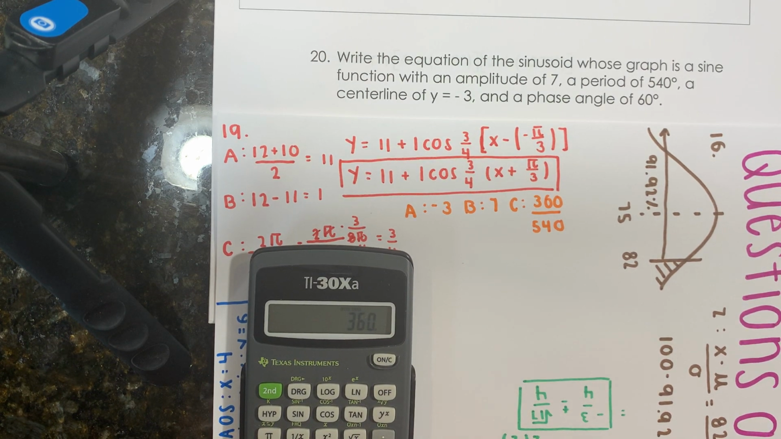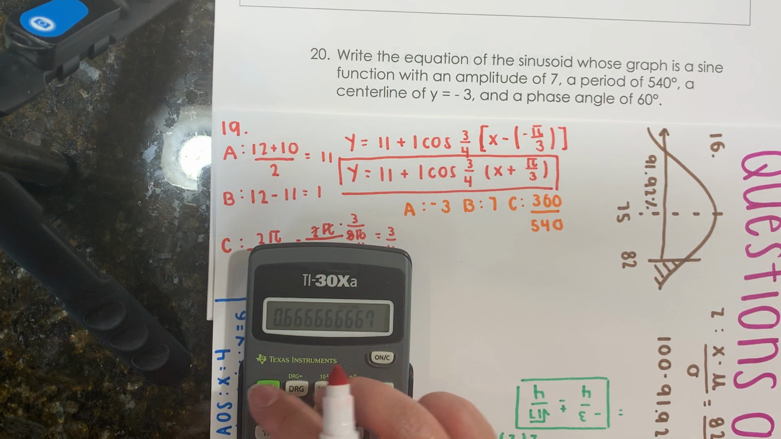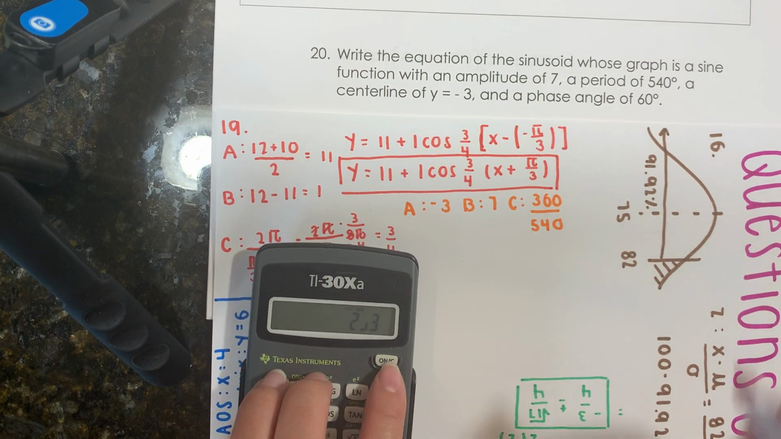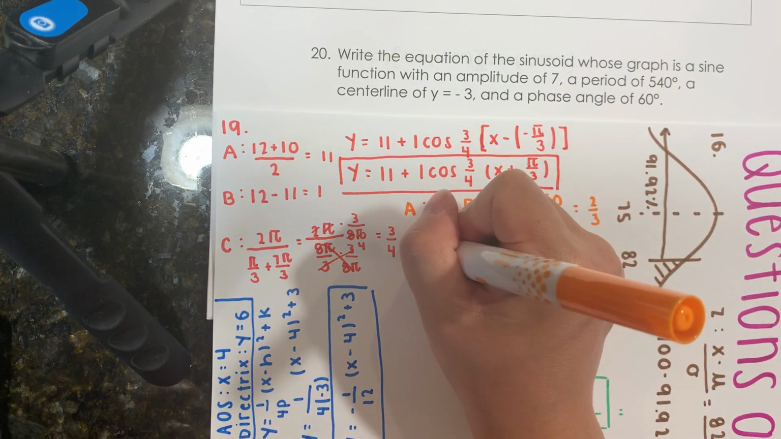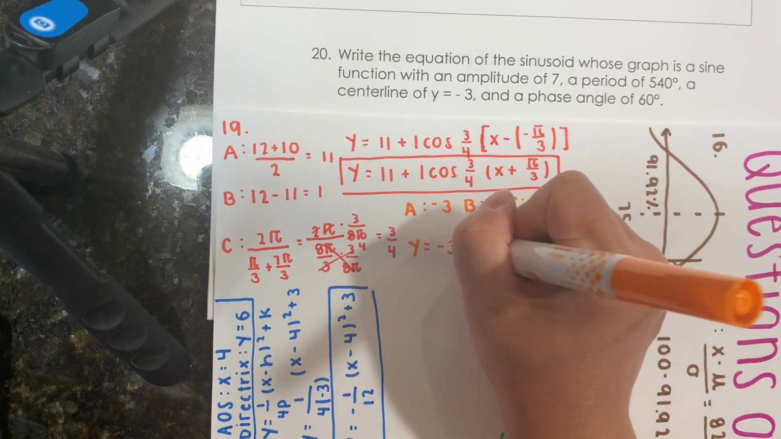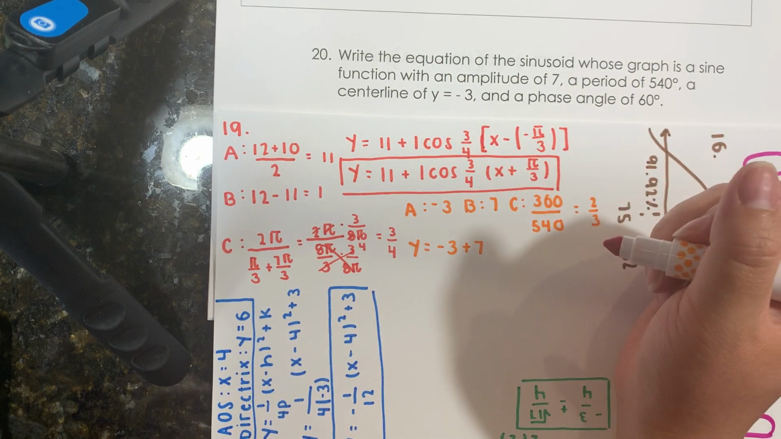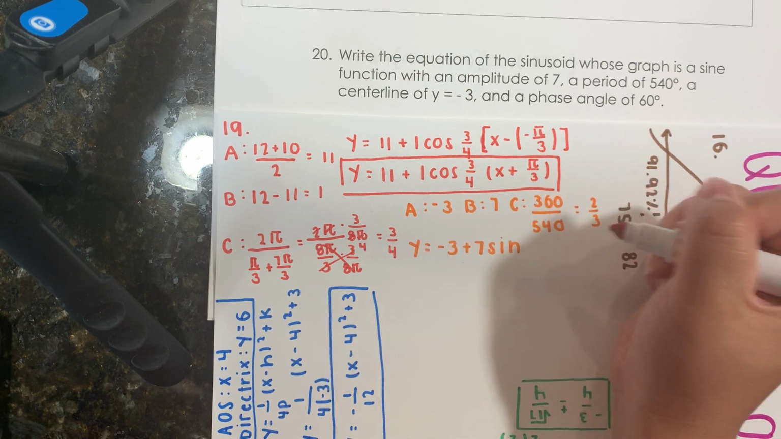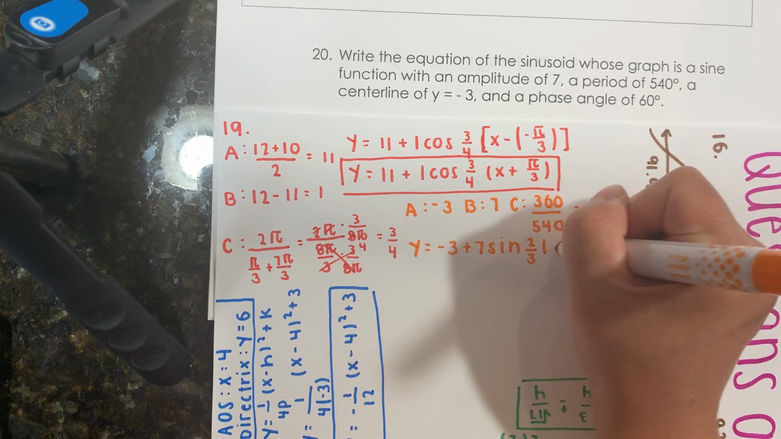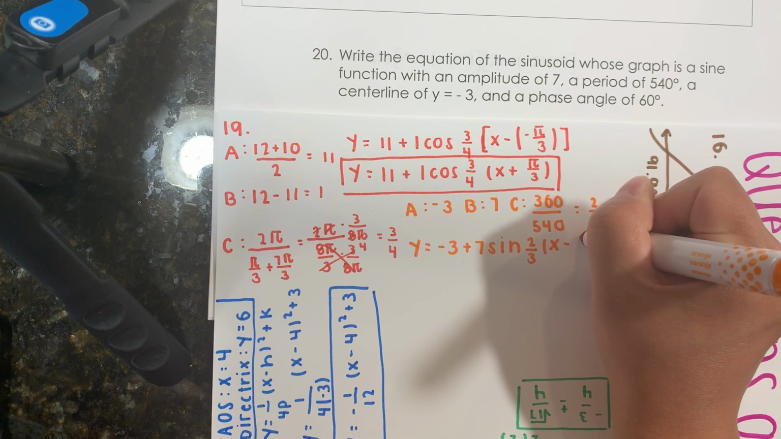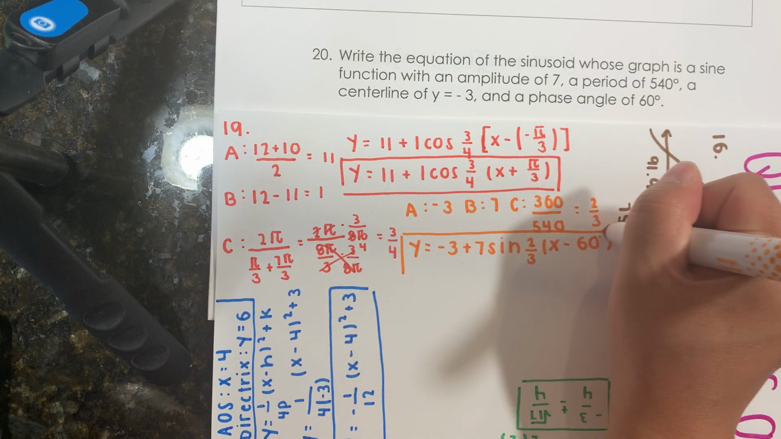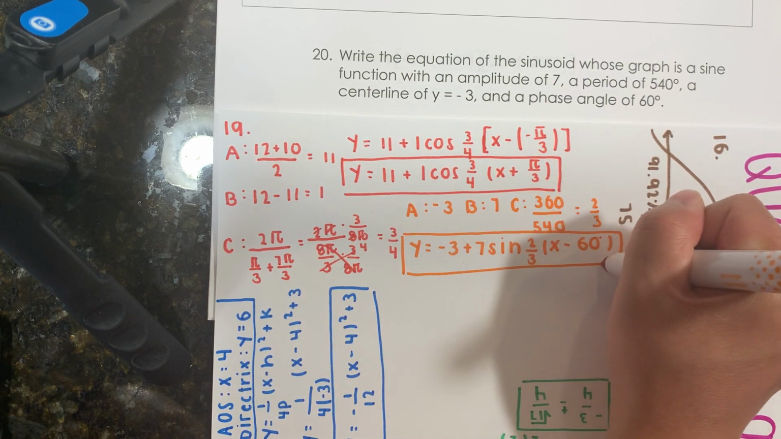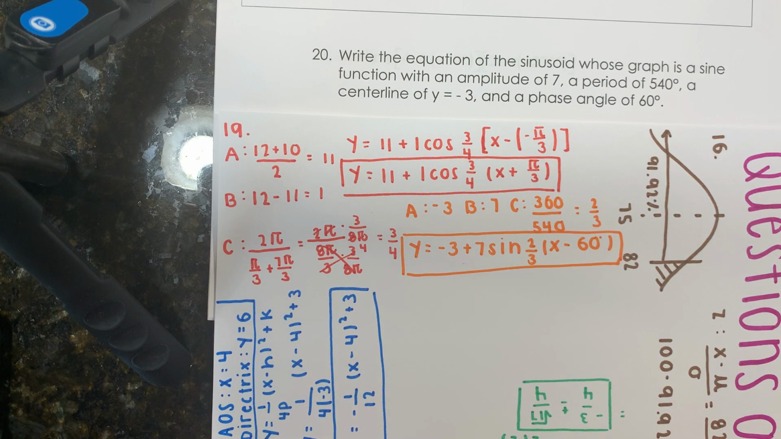So 360 divided by 540, written as a fraction, is 2/3. So I'm going to write this out as y equals A, -3, plus B, 7, sine C, 2/3, and then it's x minus your phase angle, which is 60. And that concludes number 20.